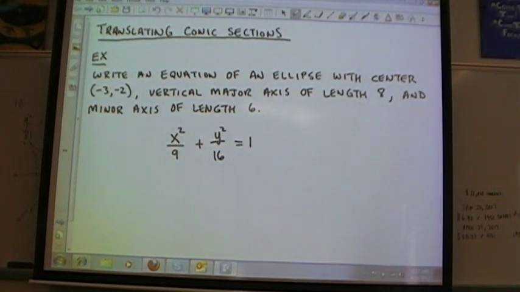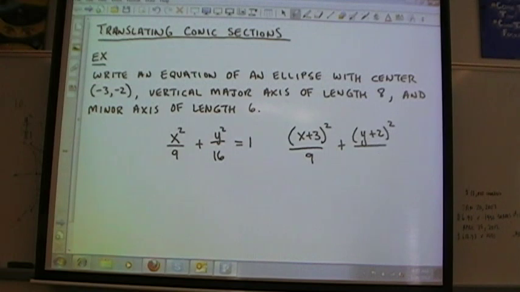So now the center is starting to move around. -3 is your x coordinate, so that's going to put me at x plus 3 squared over 9. And -2 is the y, so that would make it y plus 2 squared over 16 equals 1. There's your final answer. That's all you have to do.